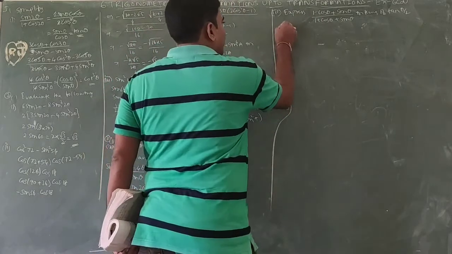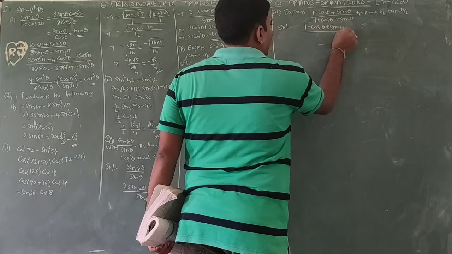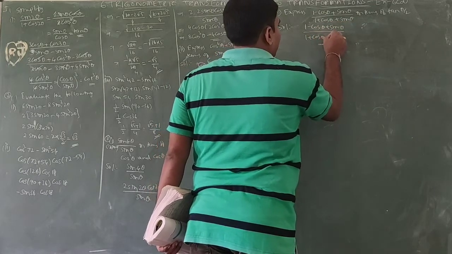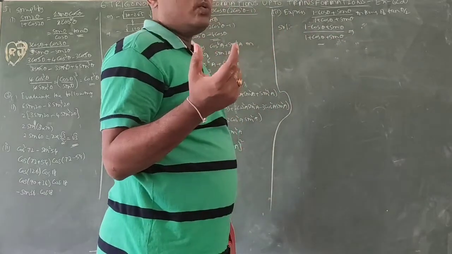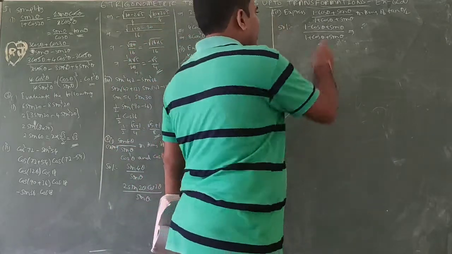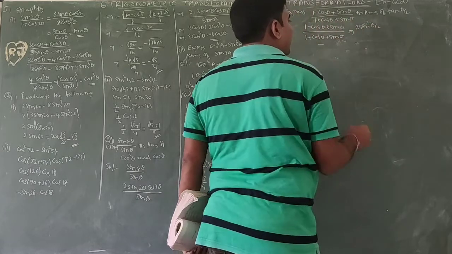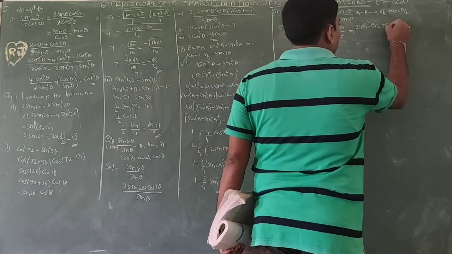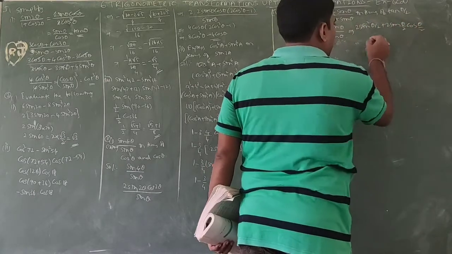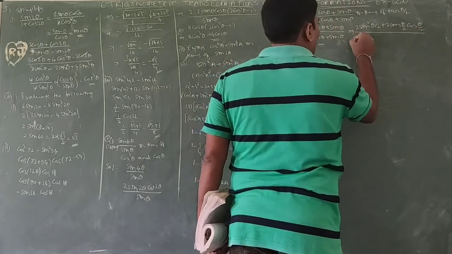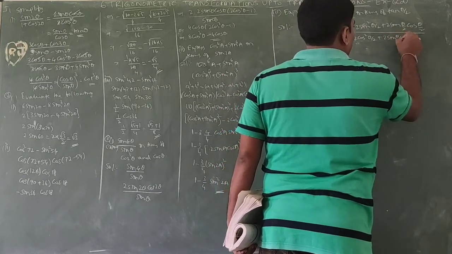So first, the solution. What is given: I want to write (1 minus cos theta plus sin theta) by (1 plus cos theta plus sin theta). This implies 1 minus cos theta is 2 sin square theta by 2, and 1 plus cos theta is 2 cos square theta by 2, by the half angle formula. Sin theta, by the sin 2A formula, is 2 sin theta by 2 cos theta by 2, and again the same formula in the denominator, 2 sin theta by 2 cos theta by 2.